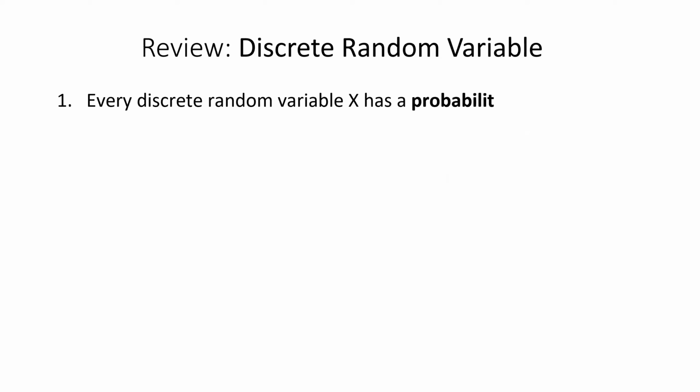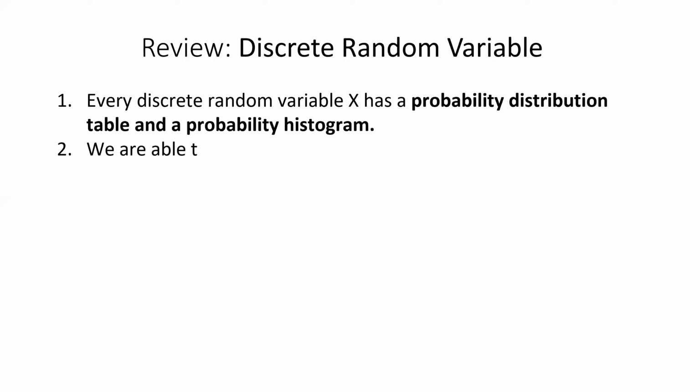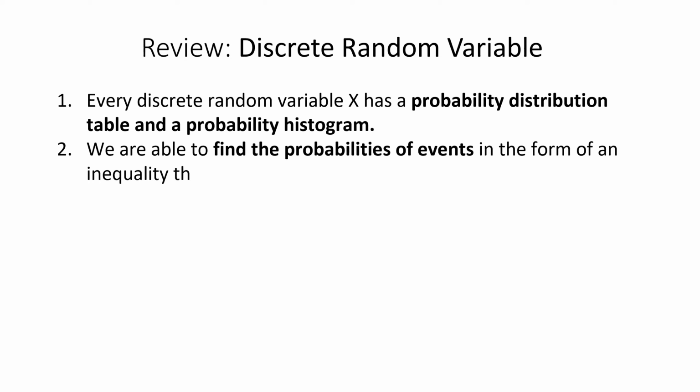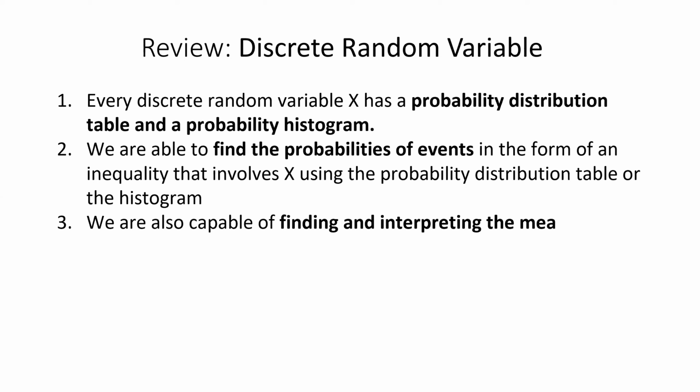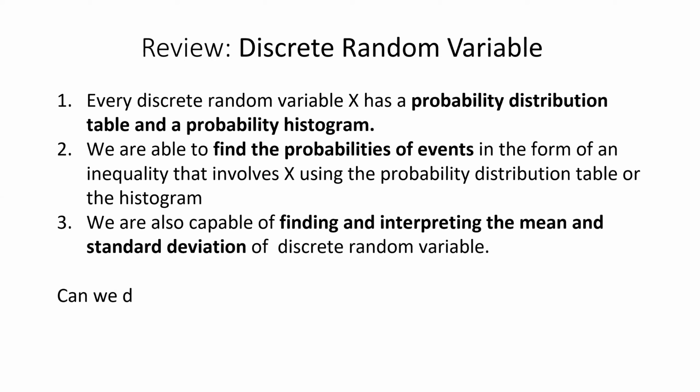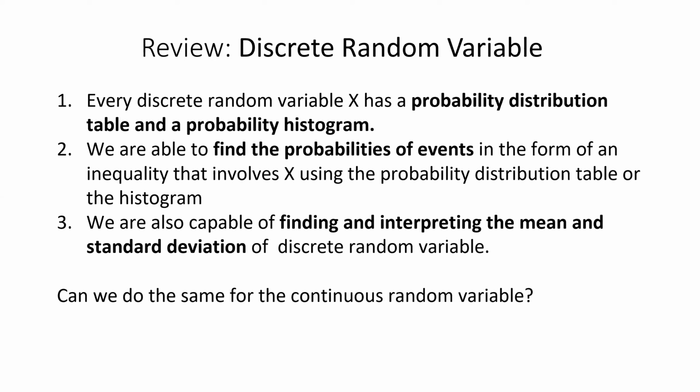Number one, every discrete random variable X has a probability distribution table or probability histogram. Number two, we're able to find the probabilities of events in the form of an inequality that involves X using the probability distribution table or the histogram. Number three, we are also capable of finding and interpreting the mean and standard deviation of a discrete random variable. So now the question that we want to ask: can we do the same for the continuous random variable?